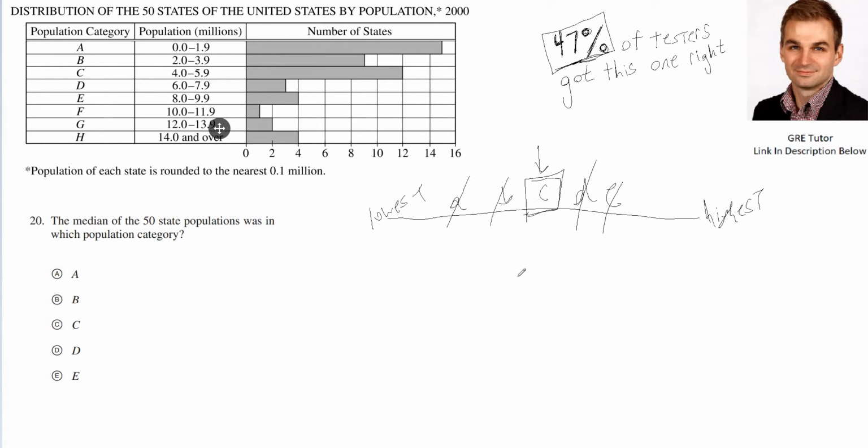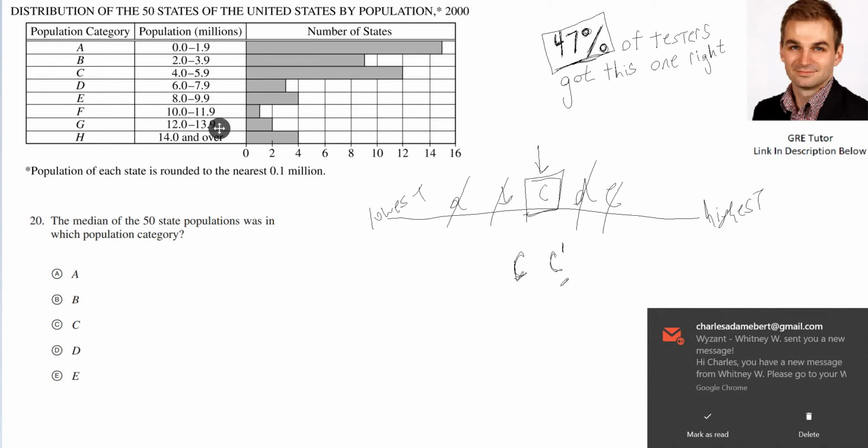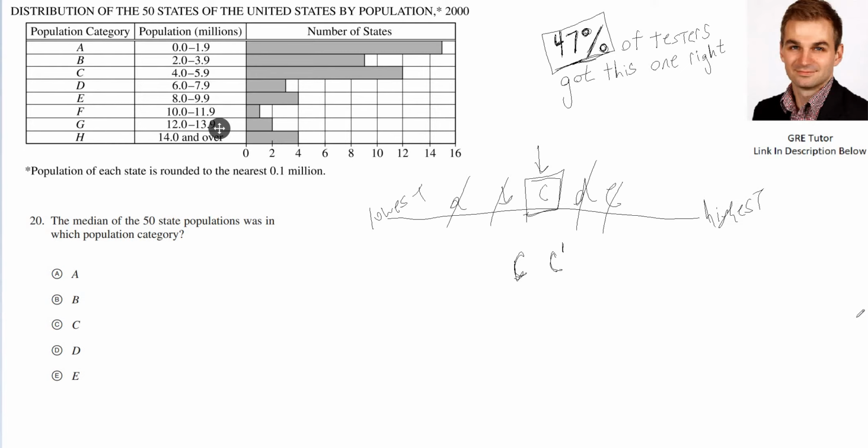Now if you have 2 in the center, like let's say C and C prime, 2 numbers in the center, so it's like an even number of values, so you can't pick a middle one. What you can do is you can divide this. So you basically add C plus C prime and you divide by 2. That's what you're looking for.